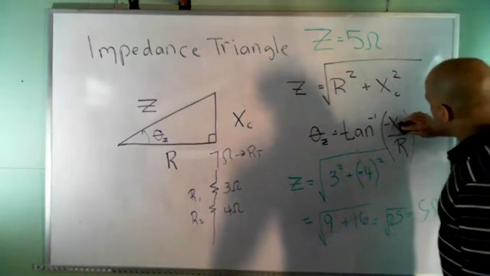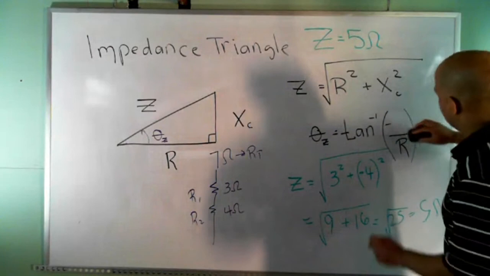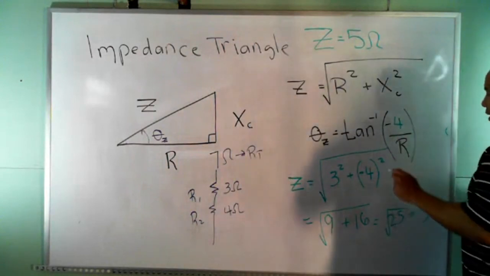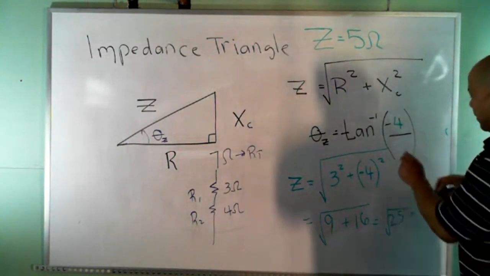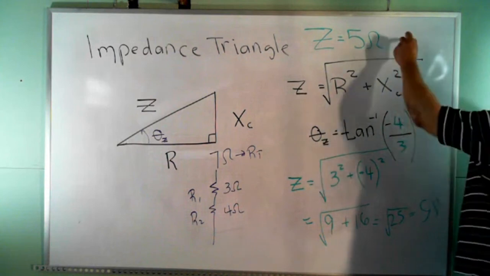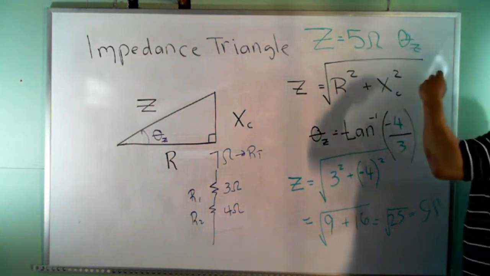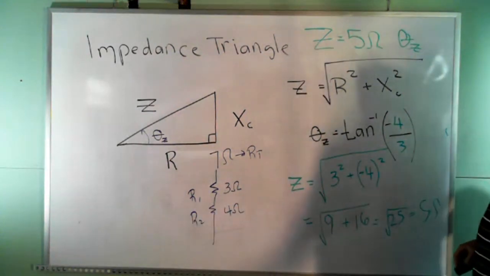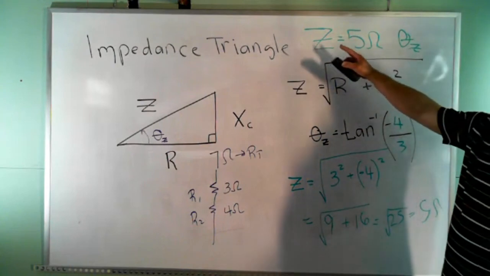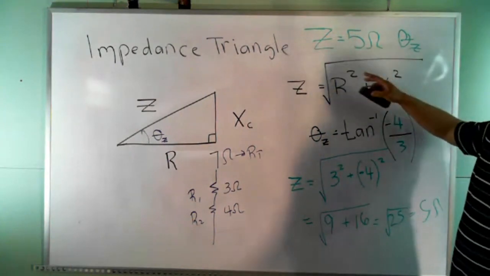When you're doing this calculation, you need to be in degrees. And then in here I would put -4, and then here I would put the 3, and that would give me theta Z. Again, I don't have my calculator, but you can calculate it. So with impedance, you have to report the magnitude, and then there's an angle.